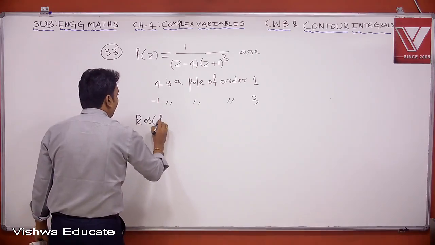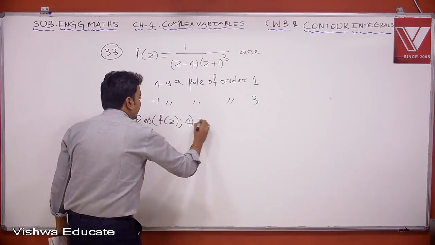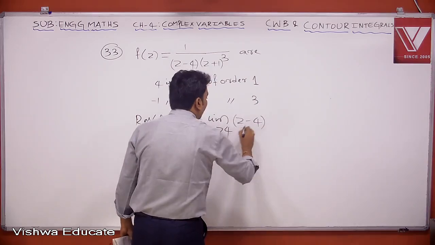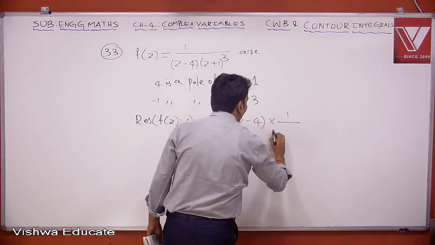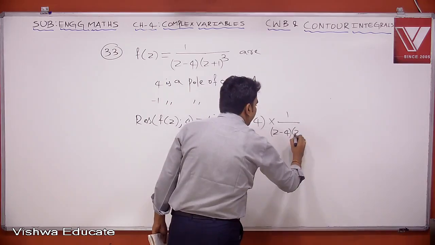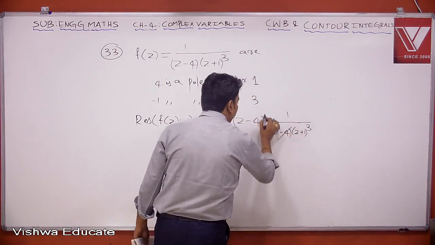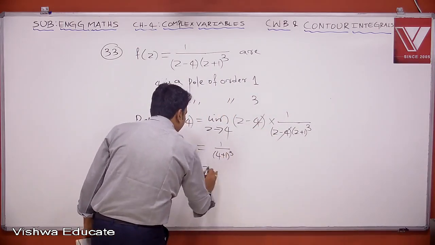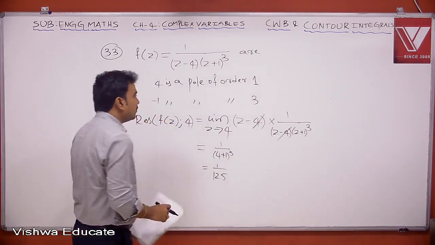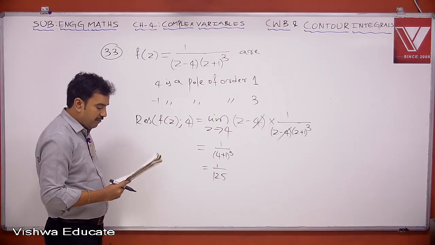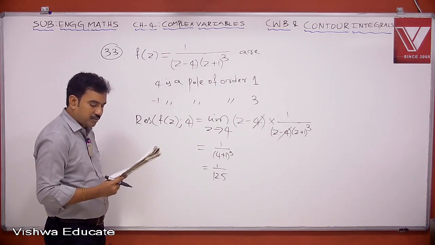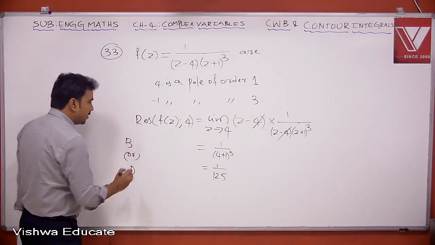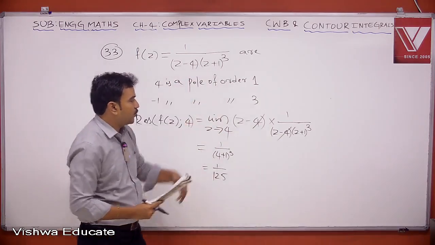So let us find residue of f of z at 4 at first. This is given by limit z tends to 4, z minus 4 into f of z. F of z is this 1 divided by z minus 4 into z plus 1 whole cube. So this and this will get cancelled. Replace z by 4, you will get 1 by 4 plus 1 whole cube, and this is 1 by 125. So one residue is 1 by 125. 1 by 125 is in two different options, B and D. So answer can be either B or D.